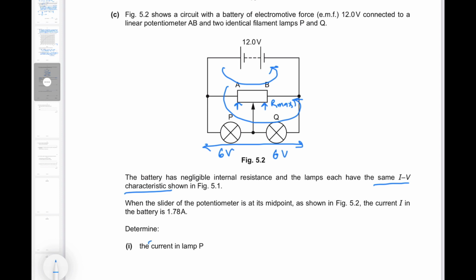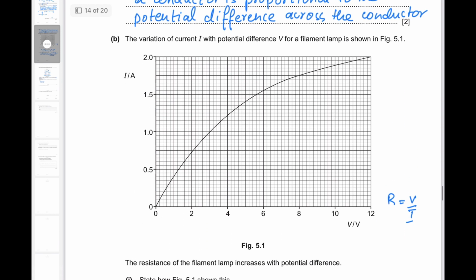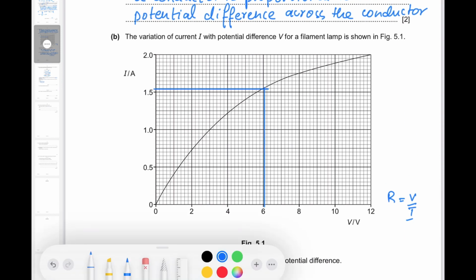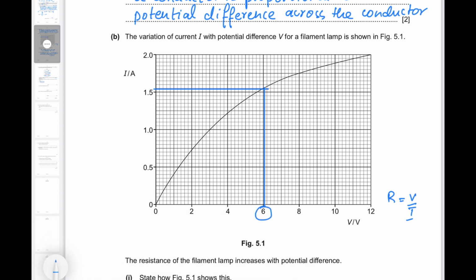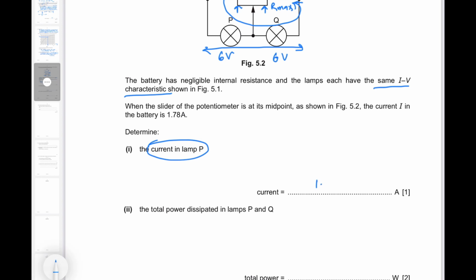Now we're supposed to find the current in lamp P. To do that, we can use the graph in figure 5.1. As you can see, 6 volts of potential difference corresponds to 1.55 amperes of current. This means the current through P and through Q is 1.55 amperes.